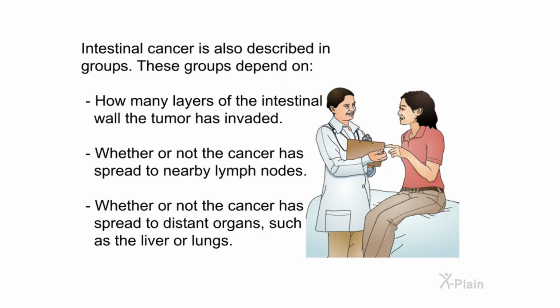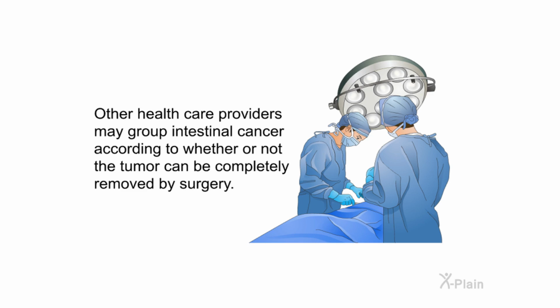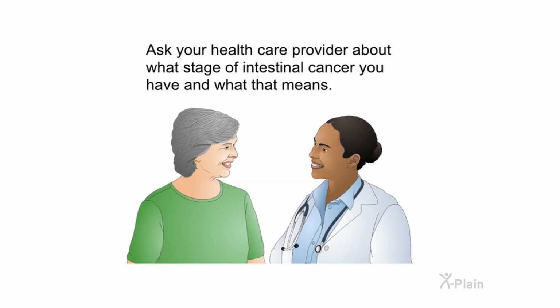Intestinal cancer is also described in groups. These groups depend on how many layers of the intestinal wall the tumor has invaded, whether or not the cancer has spread to nearby lymph nodes, whether or not the cancer has spread to distant organs, such as the liver or lungs. Other healthcare providers may group intestinal cancer according to whether or not the tumor can be completely removed by surgery. Ask your healthcare provider about what stage of intestinal cancer you have and what that means.